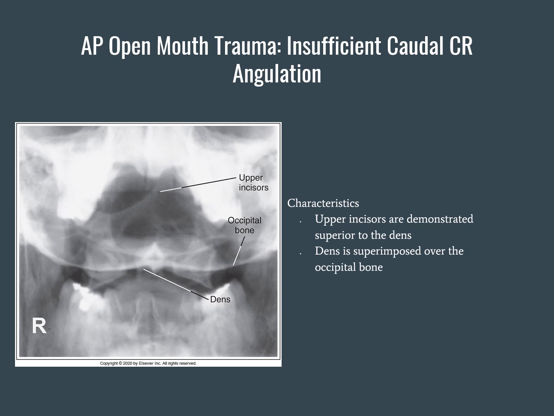So for trauma positioning, insufficient caudal angulation will cause those upper incisors to be demonstrated superior to the dens, and the dens to be superimposed over the occiput. So in order to correct this positioning error or central ray angulation, we need to increase that caudal angulation.